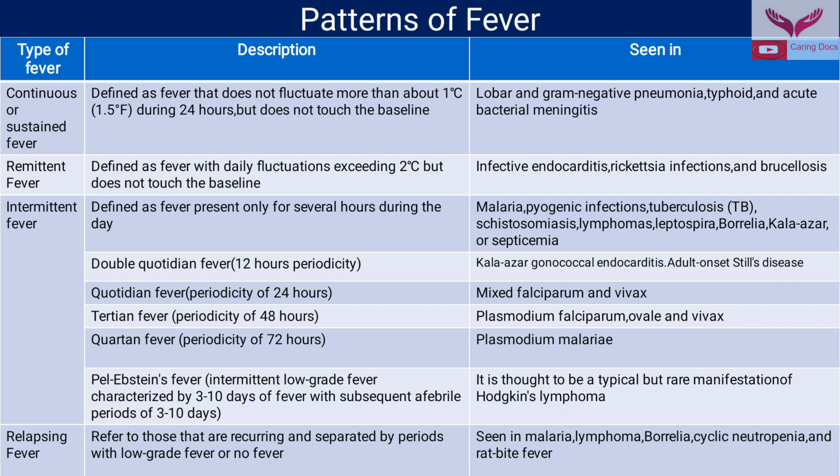Another is the relapsing fever. It refers to those cases that are recurring and are separated by periods of low grade fever or no fever in between. It is seen in malaria, lymphoma, borrelia, cyclic neutropenia, and rat bite fever.